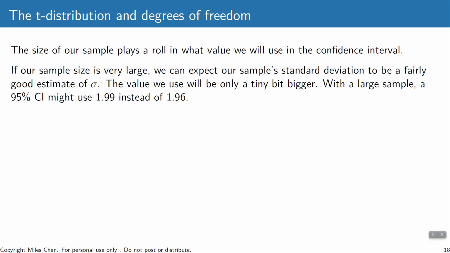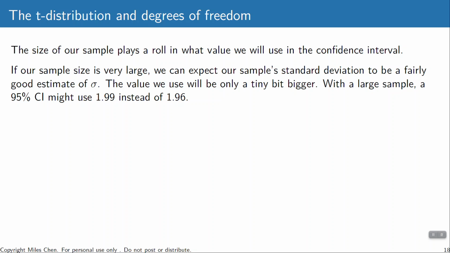This makes sense in that if you have a very big sample, like let's say you surveyed 600 people, then you could expect the standard deviation of your sample to be very similar to the standard deviation of the population, right? You've got a big sample, so whatever estimate you get from your sample is probably a pretty good estimate for the population standard deviation. So instead of using 1.96, maybe you just inflate the number a tiny bit, use 1.99.